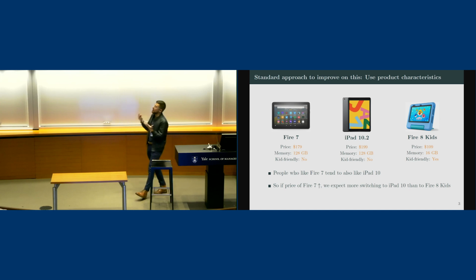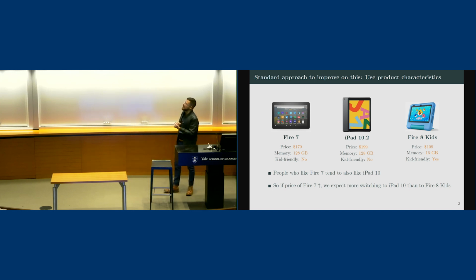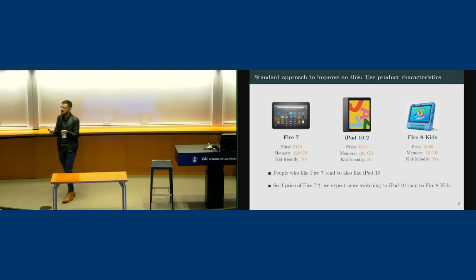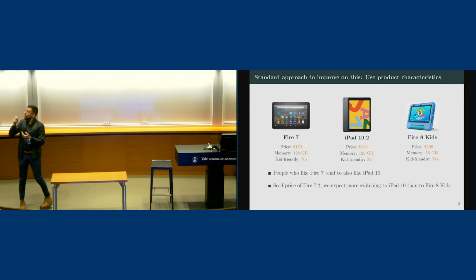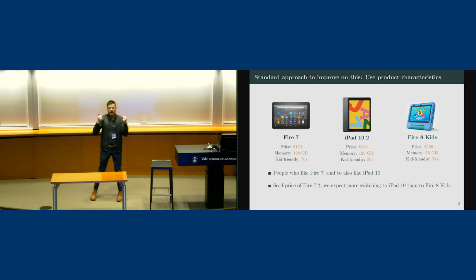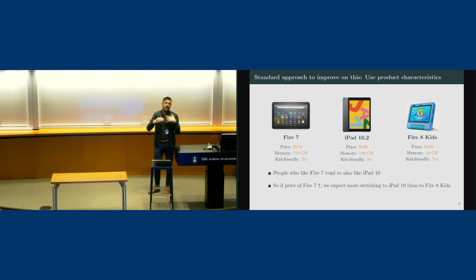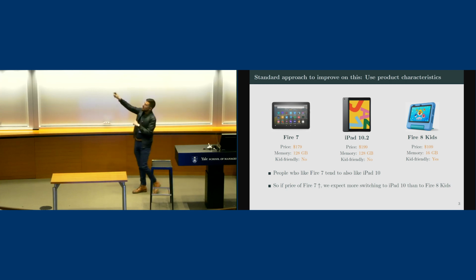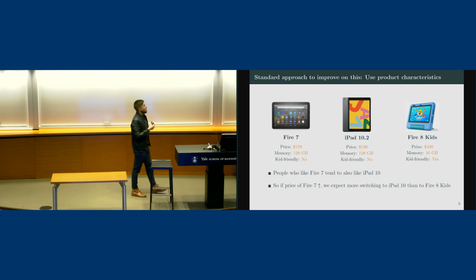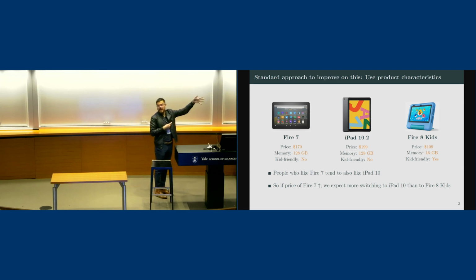It has a similar, or actually the same, memory, similar price, and it's also not geared towards kids. Instead, it's quite different from Fire 8, which is a different type of product, has much lower memory, and is targeted towards kids. So if we look at the product characteristics, we can collect data, create a data set of the characteristics of these products, in this case memory, whether they're kid-friendly or not, and price, and learn that maybe the people who tend to like Fire 7 also tend to like iPad 10, right? That these two products are considered closer to each other in the product space by consumers relative to, let's say, Fire 7 and Fire 8 Kids.